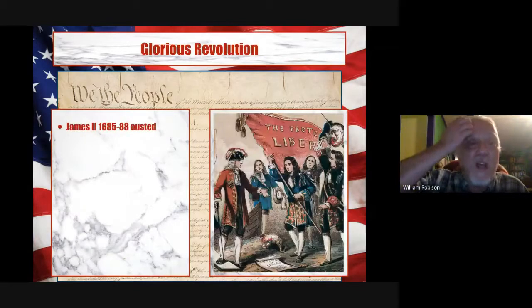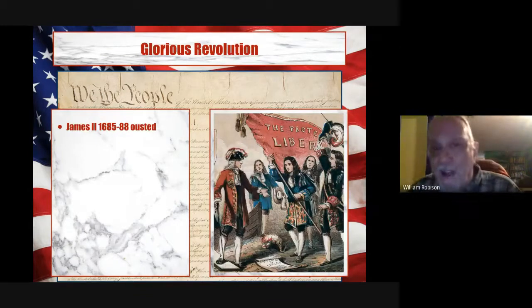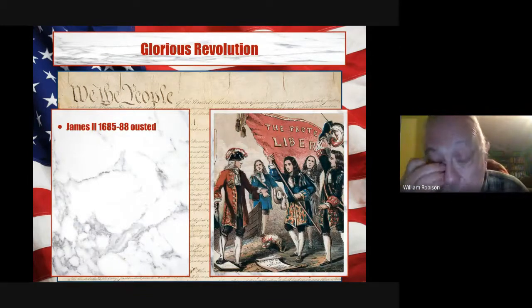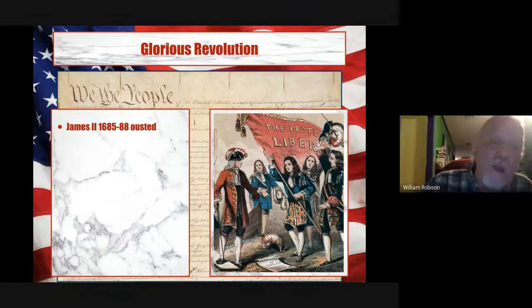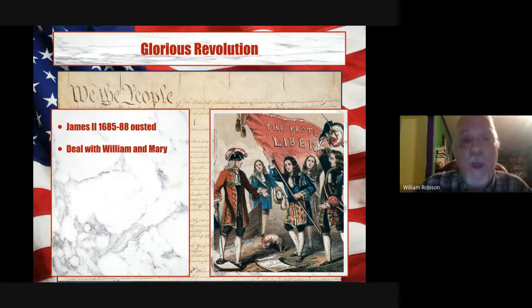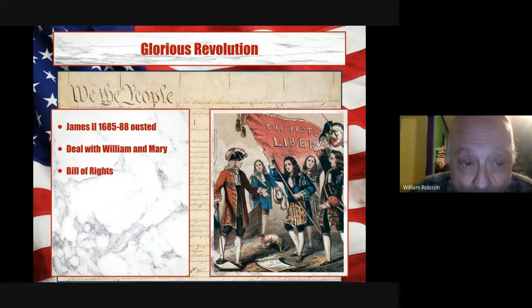of sorts when James II, who was Catholic in a non-Catholic country and perceived to be too absolutist in his thinking, was overthrown and replaced by his daughter Mary and his son-in-law William, who became king and queen and therefore got a college named for them.